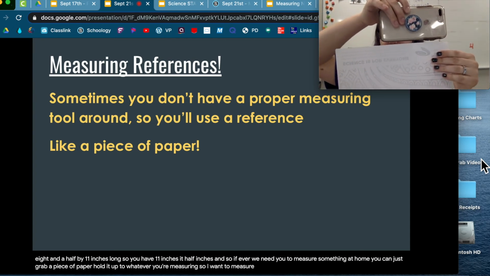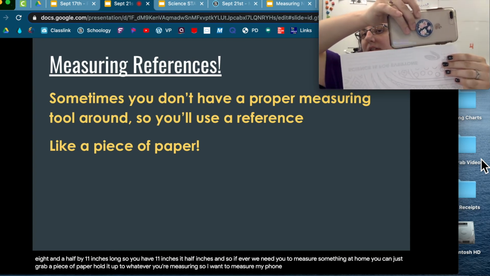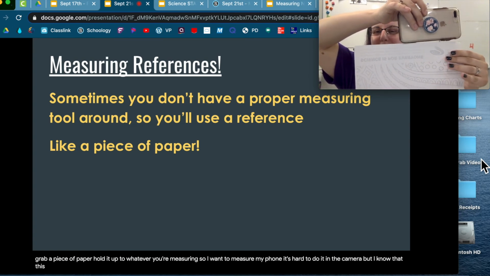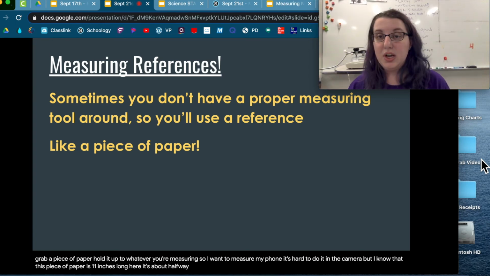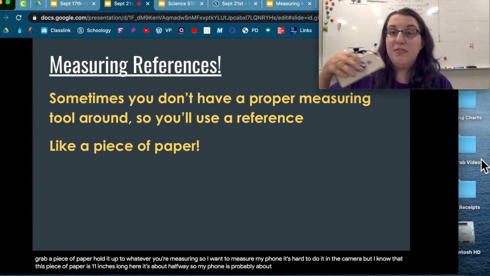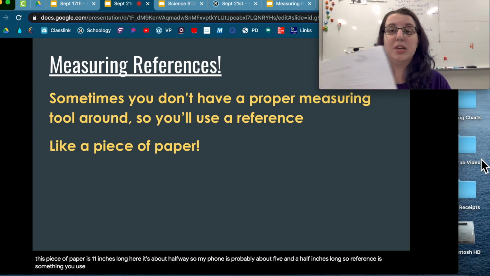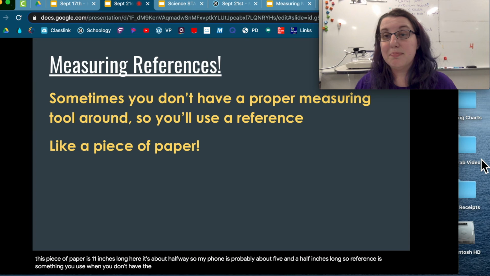So I want to measure my phone. It's hard to do it in the camera. But I know that this piece of paper is 11 inches long here. It's about halfway. So my phone is probably about 5.5 inches long. So a reference is something you use when you don't have the exact measurement.